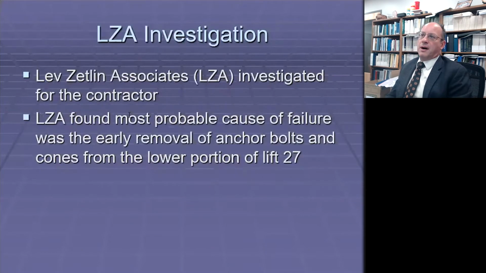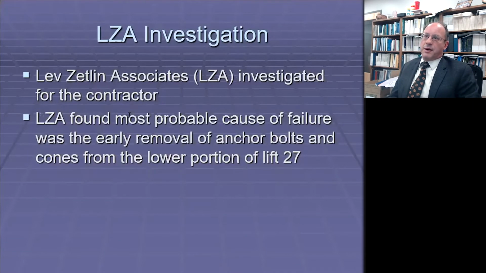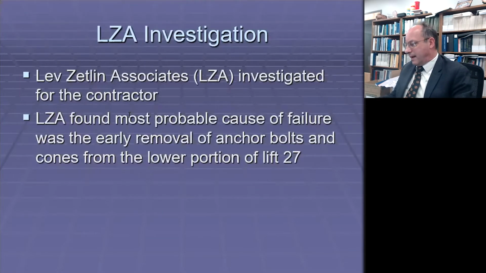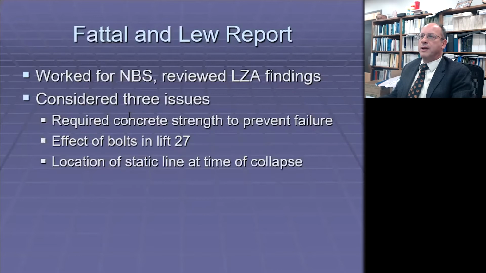And they concluded that the construction loads were imposed before it had enough strength. There was another investigation done by Lev Zetlin Associates, LZA, and they said that the concrete strength really didn't have anything to do with it. It was premature removal of anchor bolts from the early portion of lift 27. I think they're the ones that pointed out that the workers had an incentive each day to complete work as quickly as they could.